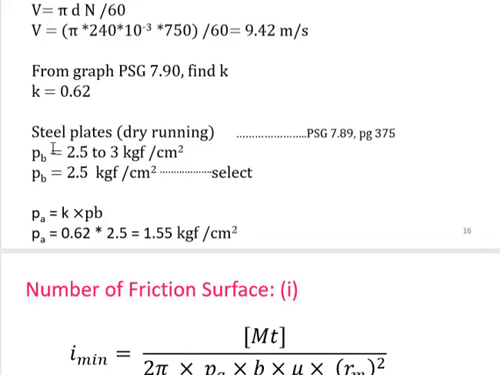Now I assume that the steel plates are having dry running. So this is not the case of a wet clutch. In the design data book there are two values given for wet running and for dry running. These plates are running dry. So the value given of basic pressure PB is between 2.5 to 3 kgf per centimeter square. Now I have taken PB to be 2.5 kgf per centimeter square. Therefore PA turns out to be 1.55 kgf per centimeter square.